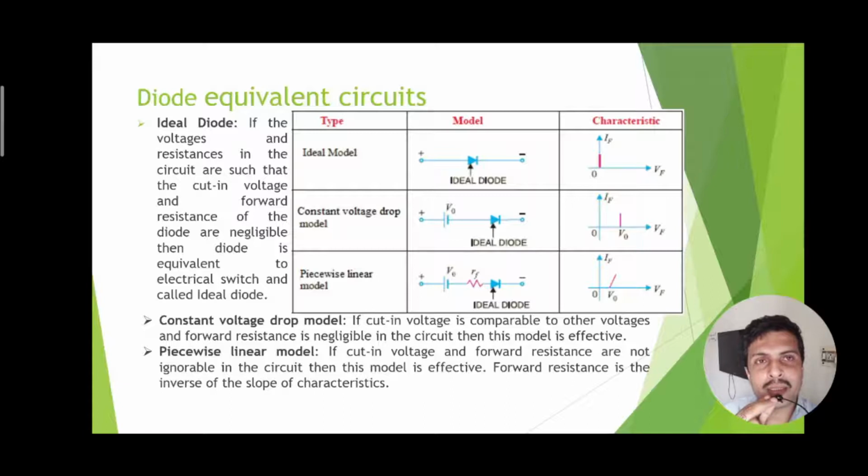The first is the ideal diode model. In the ideal diode model, the symbol looks like the simple diode as we denote it, an arrowhead with a vertical line. The anode and cathode are properly shown with the positive sign and negative sign. Regarding its characteristics, the ideal diode characteristics are shown with the graph axes VF and IF, for the forward voltage of the diode VF and the forward current IF.